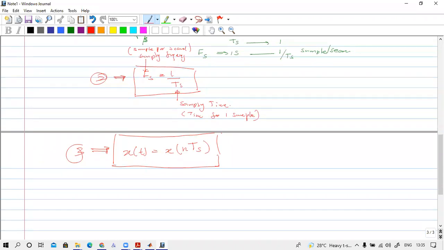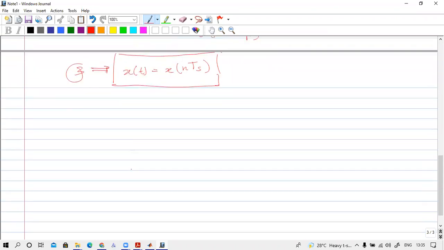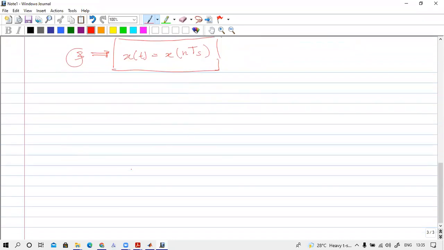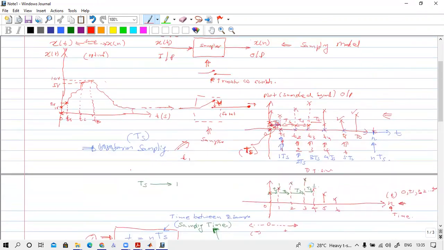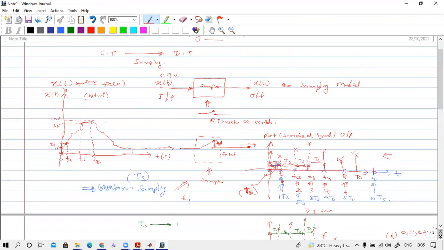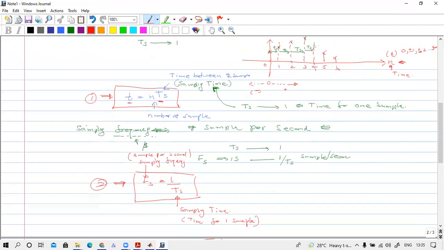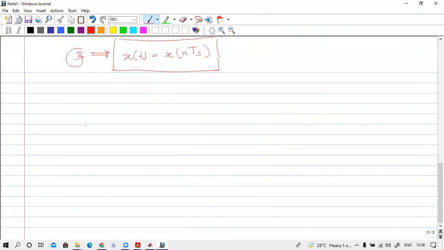Another thing is an example. I will give one example of the use of this sampling. I'm going to tell one use of sampling.